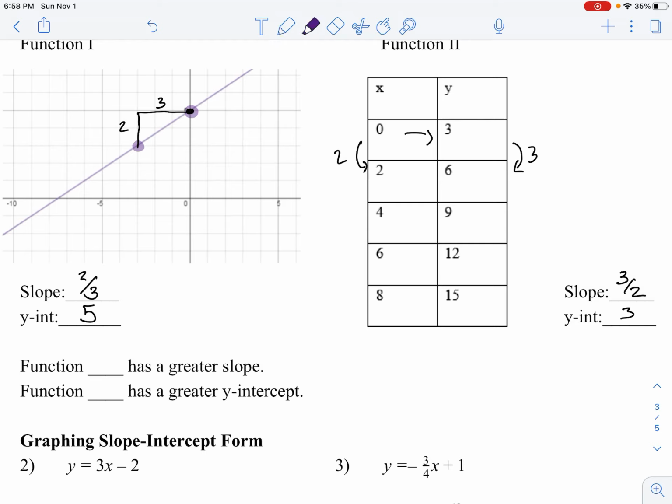So now it says which one has the greater slope. Well, if I'm thinking about it, going up 3 and over 2 is going to be a lot more work than only going up 2 and then over 3. So I'm going to say function number 2 has a greater slope, and then the greater y-intercept, that one's pretty self-explanatory. 5 is greater than 3, so there we go.